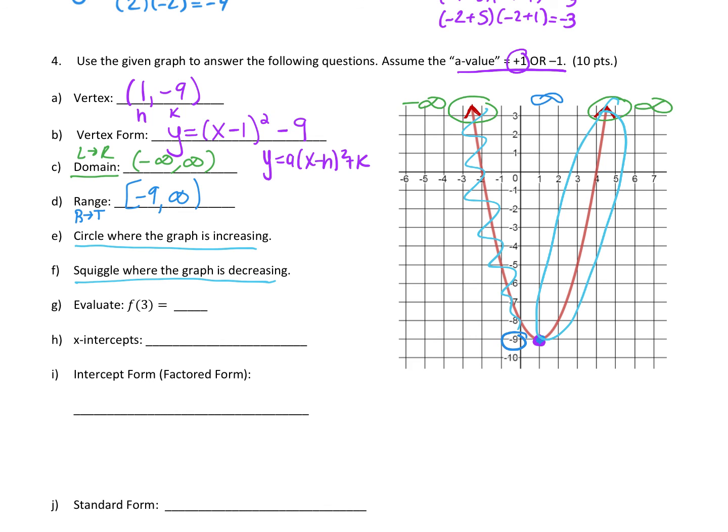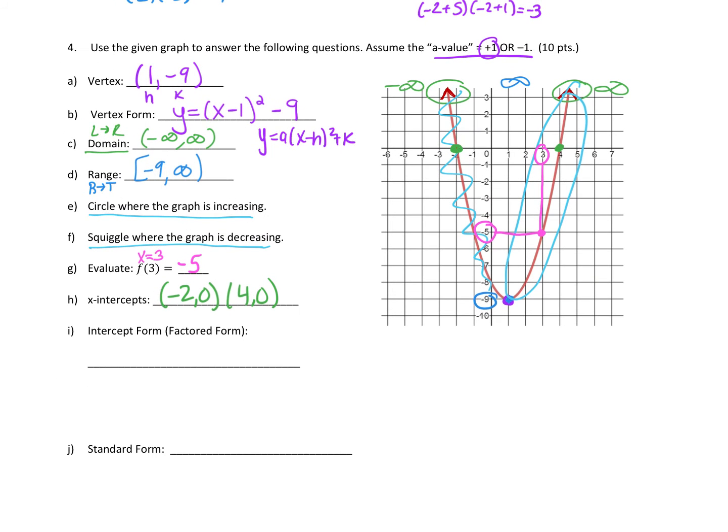G says to evaluate f of 3. F of 3 means that x equals 3. So I'm going to go to where x equals 3, and I'm going to go to where I hit my graph, and the output is -5. On H, it asks us for the x-intercepts. So I see them here at -2 and at 4. So I'd write -2, 0, and 4, 0.